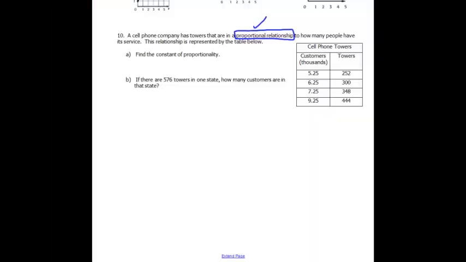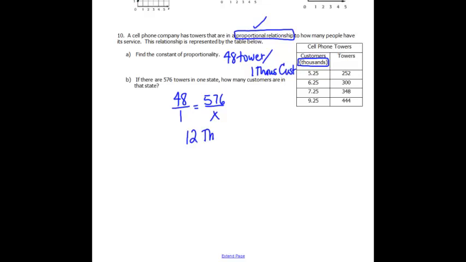I got 48 towers to 1,000 customers. Be very careful here. Always read your charts. To 1,000 customers. And so to solve the last problem then, I would just set up a proportion. If there's 48 towers for 1,000, then how many customers would be served by 576 towers? So I just cross multiply and solve there. I get 12,000 customers. So you should be in good shape here.